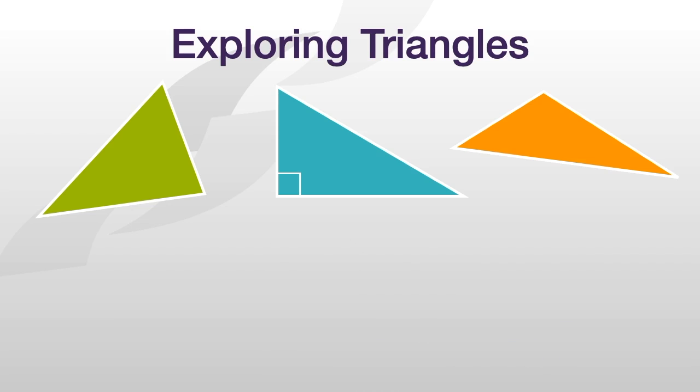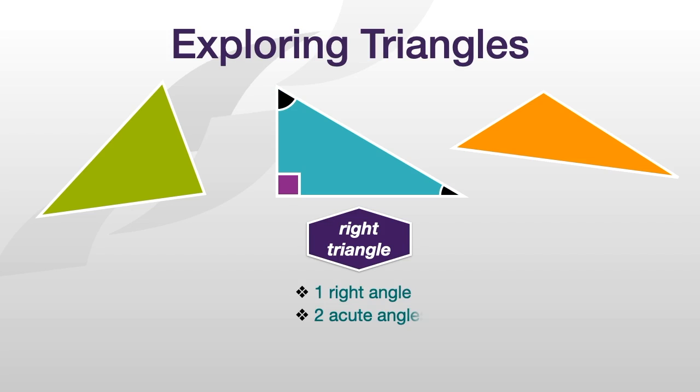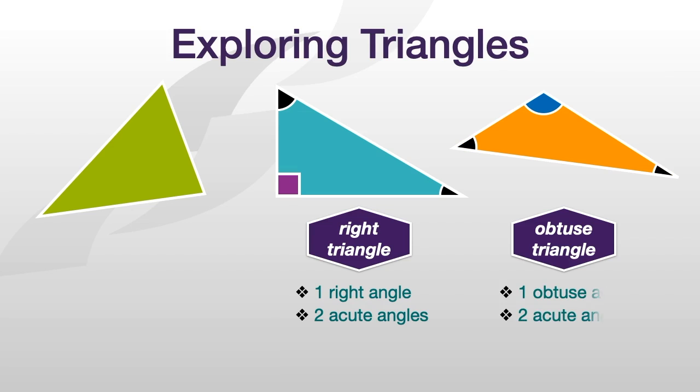These triangles can be distinguished by their angles. The middle triangle has a right angle, so it is called a right triangle. It has one right angle and two acute angles. The triangle on the right has an obtuse angle, so it is called an obtuse triangle. It has one obtuse angle and two acute angles. The triangle on the left has three acute angles, so it is called an acute triangle.